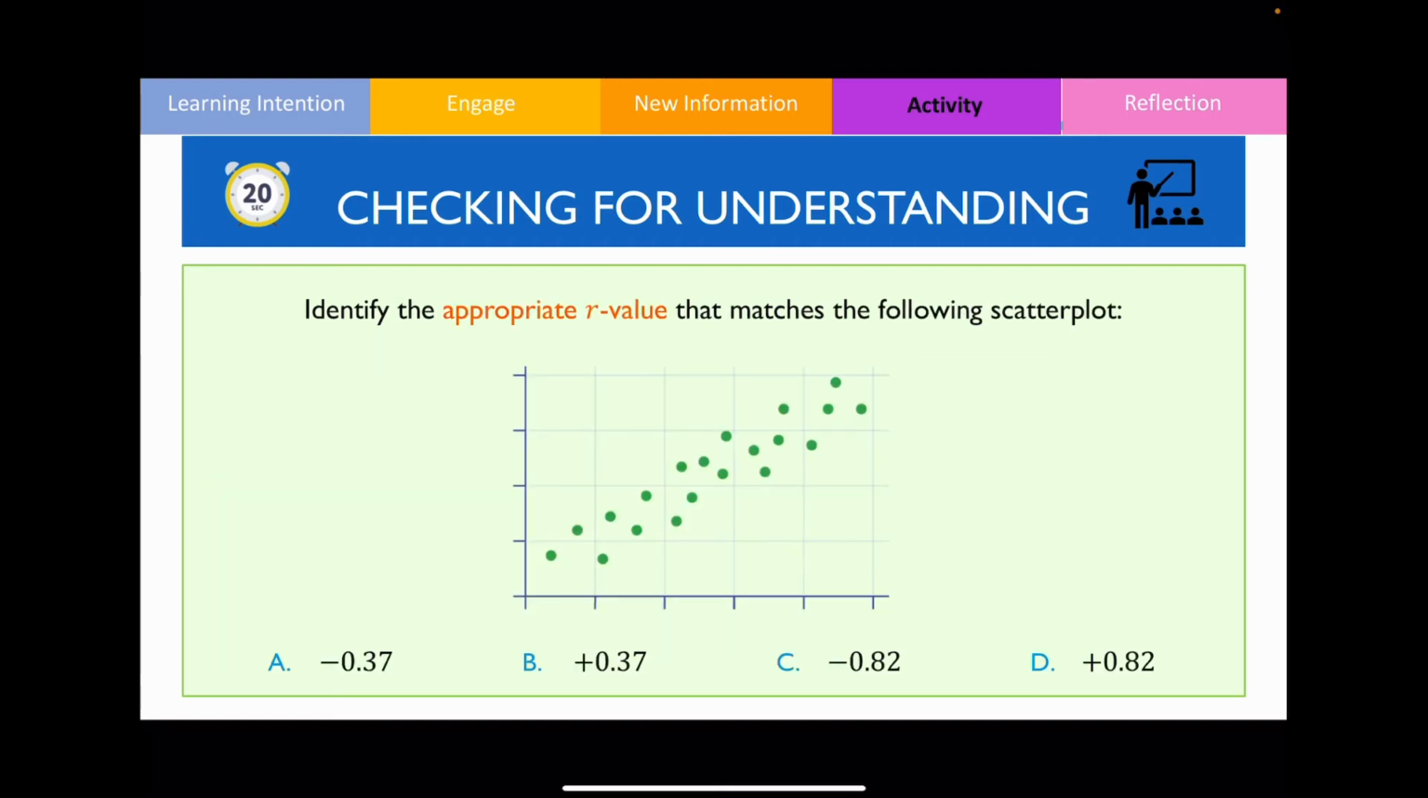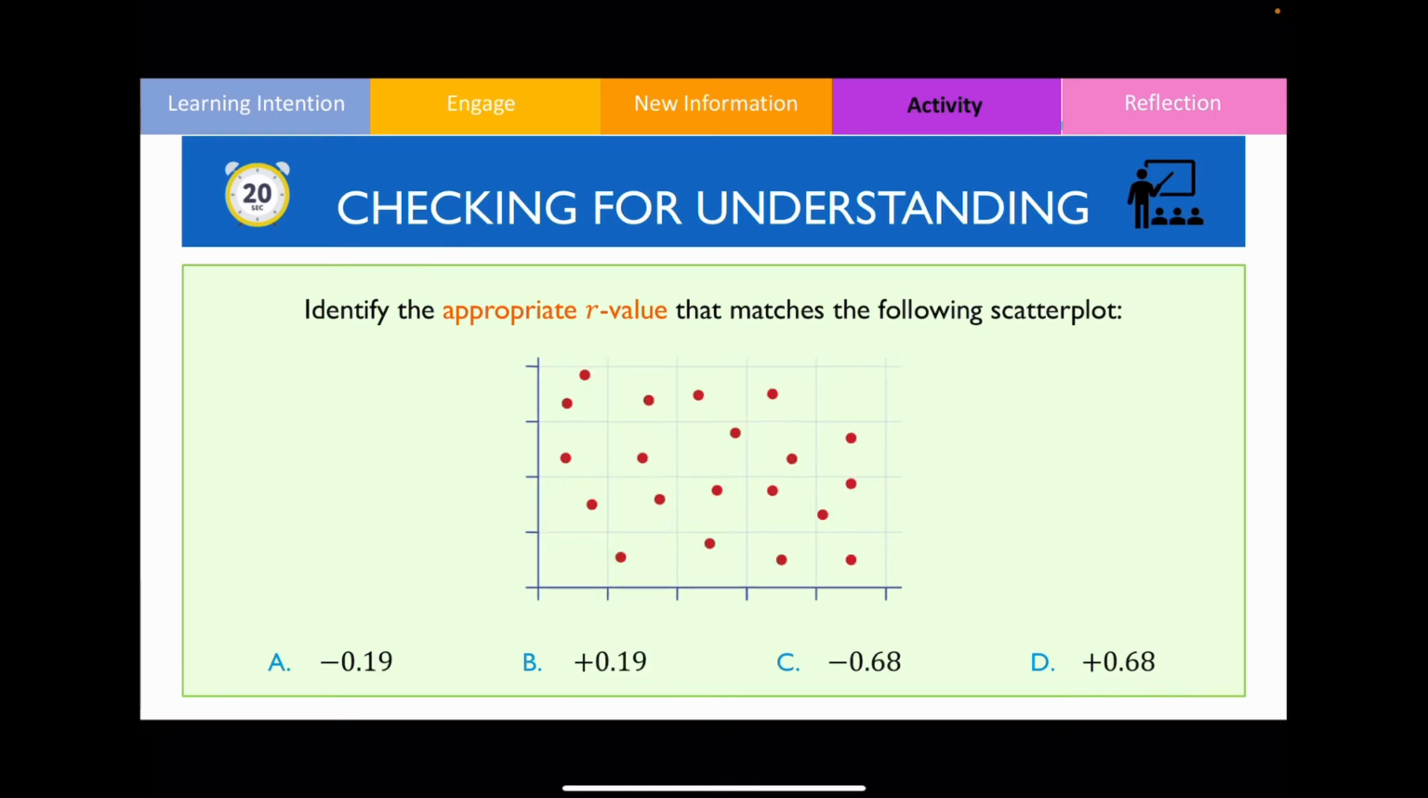For the next question, I want you to predict what R value this scatter plot could have. In this scatter plot, we can see that it's got a positive correlation, so therefore it's either going to be B or D, but because this has a stronger correlation, I'm going to say D as my answer.